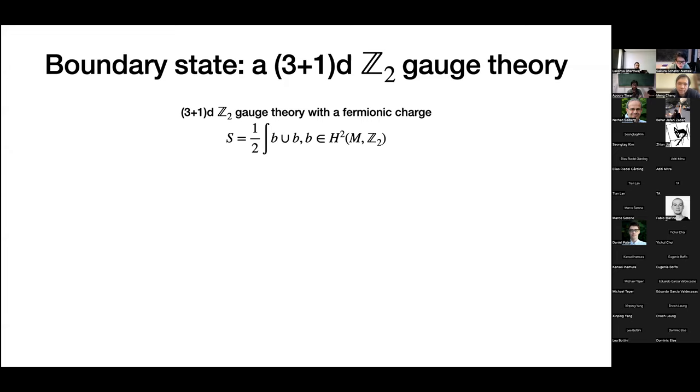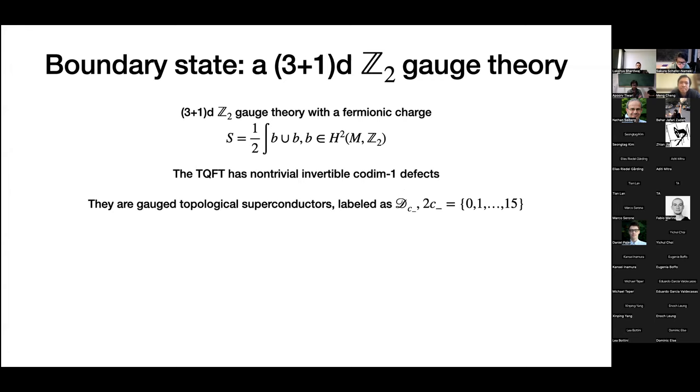So we can write down an action in terms of a two-form Z2 gauge field, and the action is just B cup B. And this TQFT has non-trivial invertible codimension 1 defects. I guess we would call them condensation defects. They are obtained by gauging 2 plus 1 dimensional topological superconductors embedded in the 3 plus 1 Z2 gauge theory, when we ungauge the anomalous two-form symmetry to have a fermionic system. These defects will be labeled by half-integer c minus, the chiral central charge of the topological superconductor, and it takes values from 0, 1 half, all the way to 15 over 2. So they are kind of 16-fold defects.